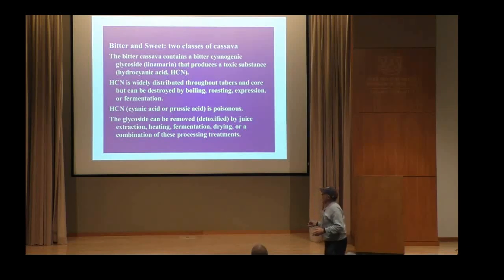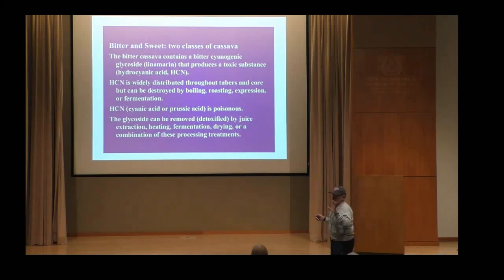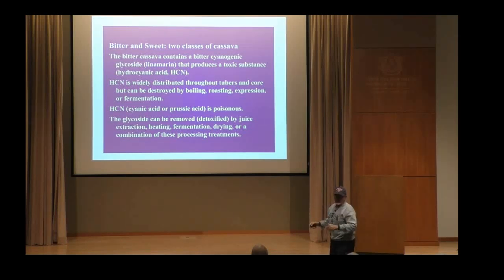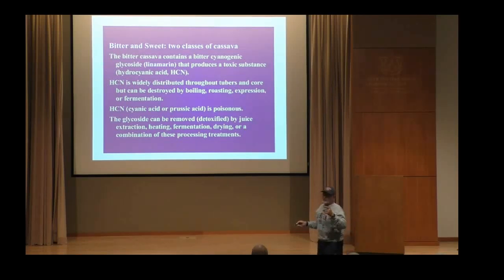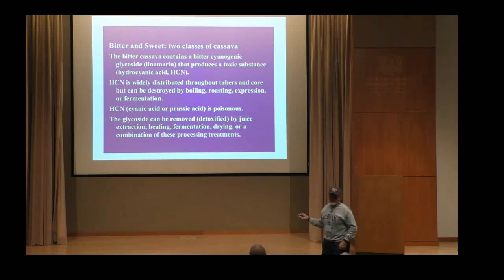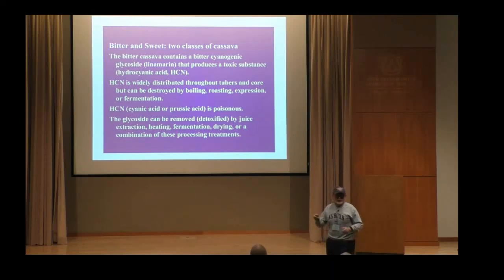So we have bitter and sweet, two classes of cassava to begin with, and there are subclasses and so on within that. Okay? HCN, that's hydrocyanic acid, prussic acid. Why do they call it prussic acid? Prussic has got nothing to do with yucca. Oh yes, it does. Prussian blue. They had to use hydrocyanic acid to produce that Prussian blue that the armies of Prussia used.